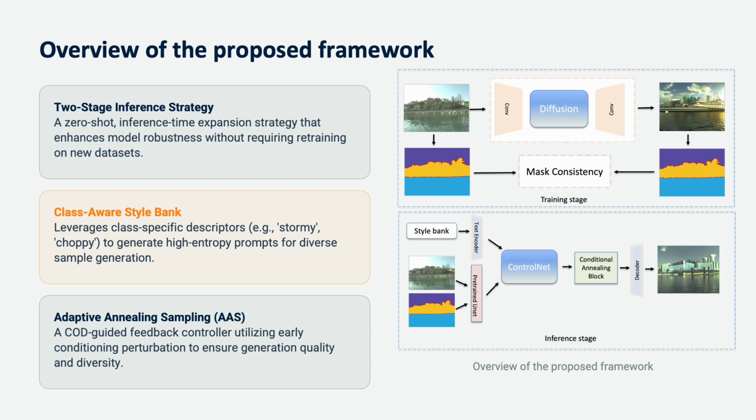diffusion model. Specifically, we add two modules: a class-aware style bank, which constructs richer, high-entropy prompts while staying grounded in the classes present in the mask, and an adaptive annealing sampling, which dynamically balances visual diversity and layout fidelity during the sampling using a feedback controller.